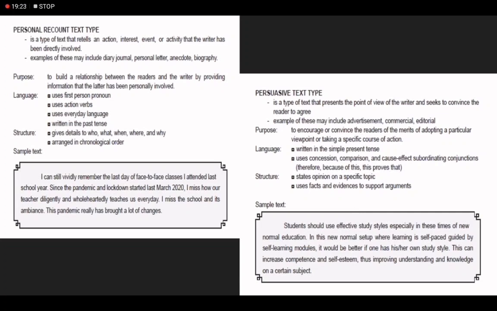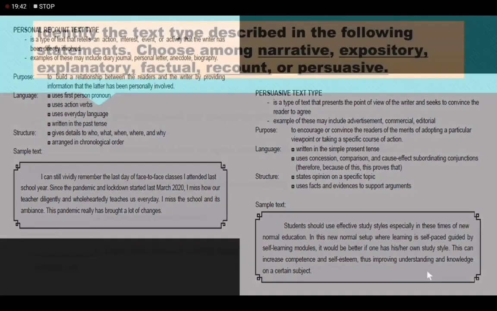It's written in simple present tense. It uses concession, comparison, and cause and effects of ordinating conjunctions. It states opinion on a specific topic, uses facts and evidences to support arguments. Here below is an example of a persuasive text type.